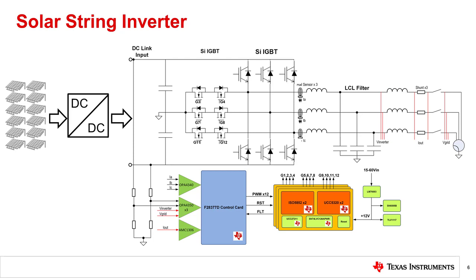Solar string inverters are in many ways similar to power factor correction circuits, but here the flow of power is reversed. The inverter DC input bus is provided by conversion circuitry dedicated to maximum power point tracking at the panel level or at the string level. The DC bus output is chopped by high voltage transistors and passed through a filter to produce an AC output that matches grid frequency and voltage levels.